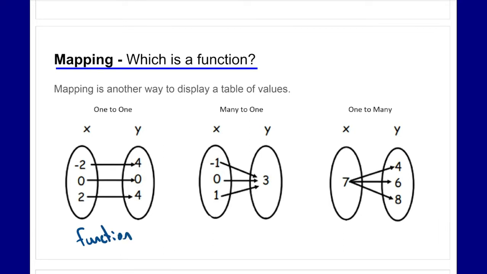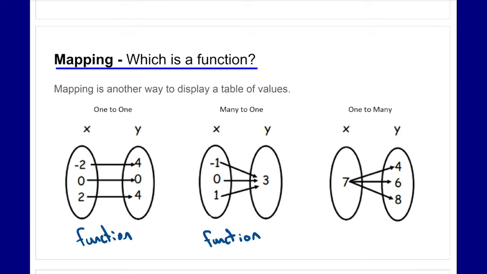If we look at the many-to-one, when x is -1, it gives us 3. When x is 0, it gives us 3. When x is 1, it gives us 3. This is also a function because each x value only has one arrow coming out of it. That means each x value has only one y value. Again, it's allowed to be the same y value as long as there's only one.